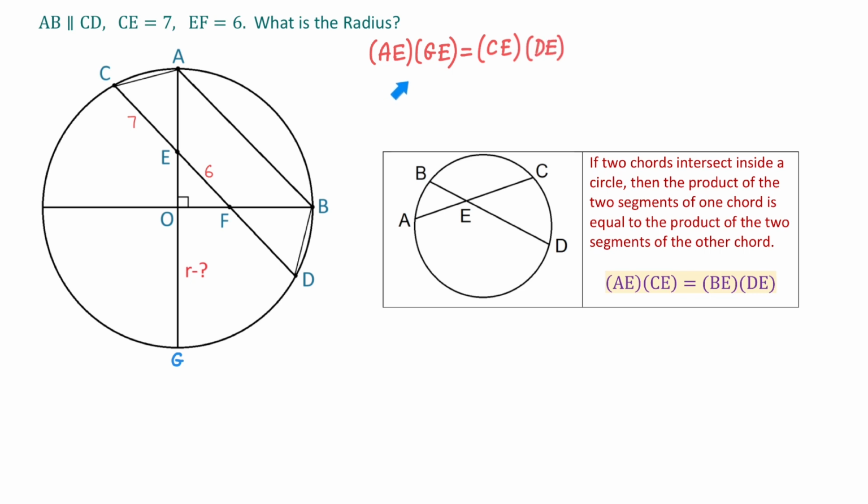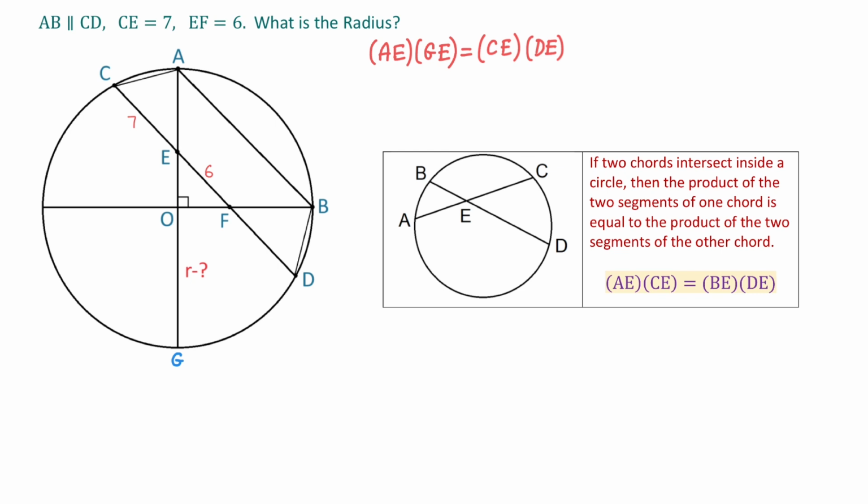For now, out of these four line segments, we know that CE is 7 units. So let's see how we can define the rest of them. We will start with AE and GE. Along the chord AG, both AO and GO represent the radius. But what about the line segments AE and EO? We can calculate EO if we understand that the right triangle EOF is an isosceles triangle. And this means that EO equals FO.